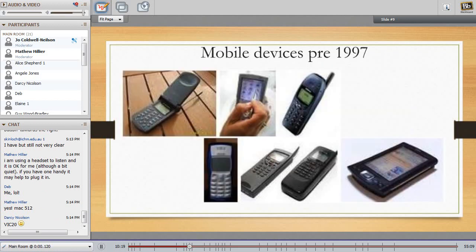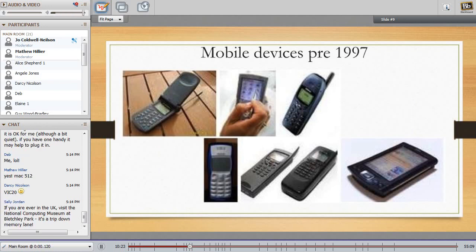How many of you remember these? Mobile devices in 1997 looked like this. You could phone or text, unless you had a BlackBerry, which was an early personal digital assistant.